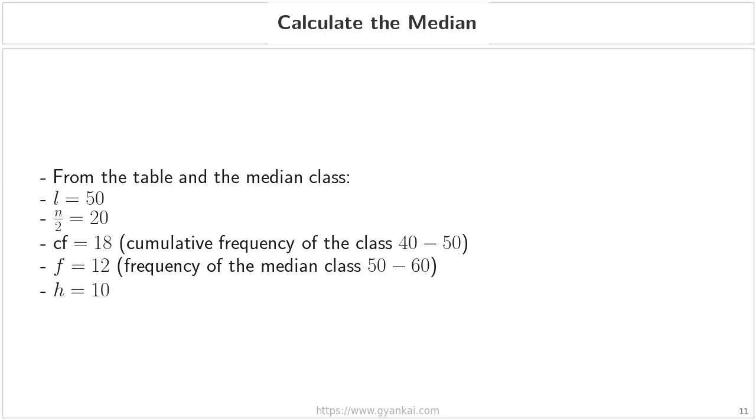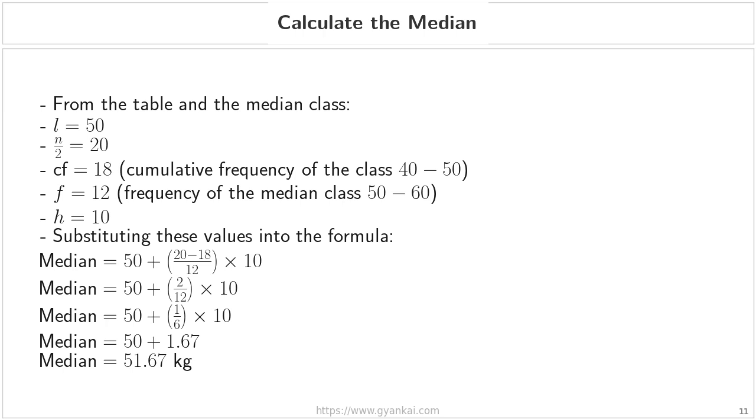We need the cumulative frequency of the class preceding our median class. That would be the cumulative frequency for the 40 to 50 interval, which is 18. Our frequency, or lowercase f, is the individual frequency of our median class, which we calculated as 12. Finally, our class size, represented by lowercase h, is 10. Now, let's substitute these values into the formula.